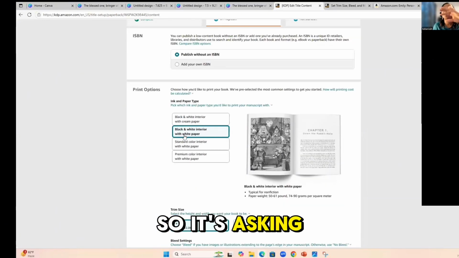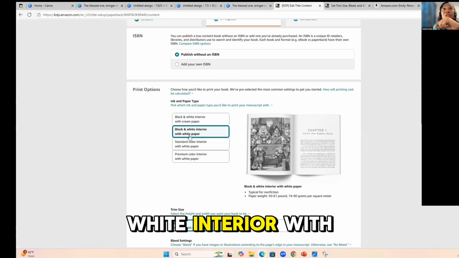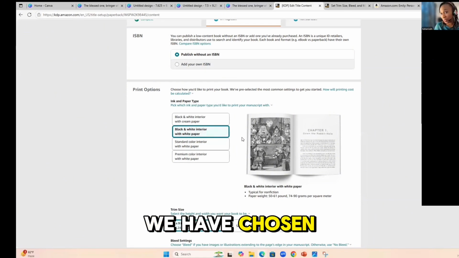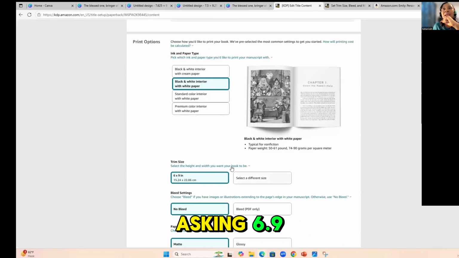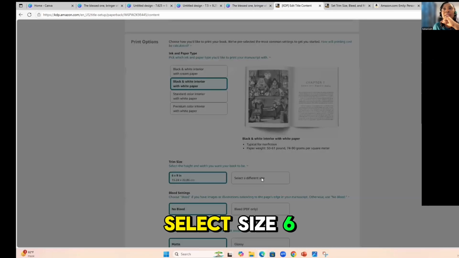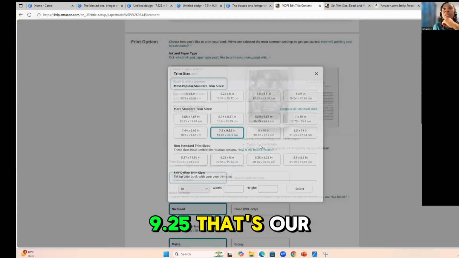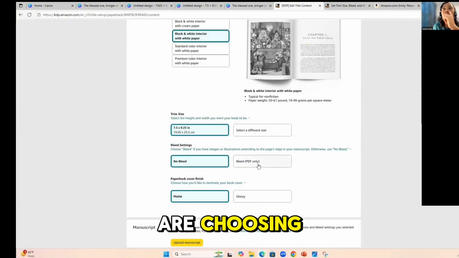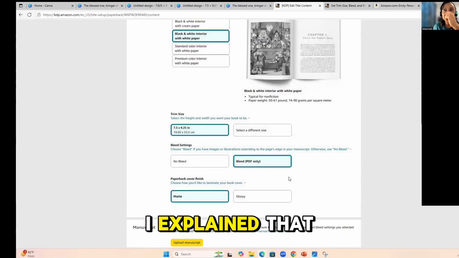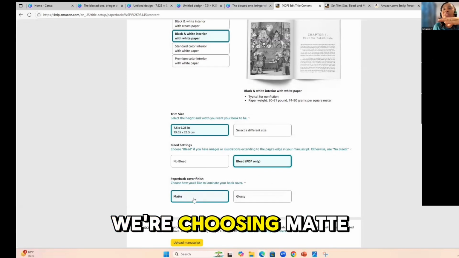So it's asking paper and black and white interior with white paper, which is what we have chosen in that option. And then it's asking 6.9 select size, whereas our book is 7.5 times 9.25. That's our book size. And then we are choosing bleed. I explained that. And then you have an option. We're choosing matte and gloss.